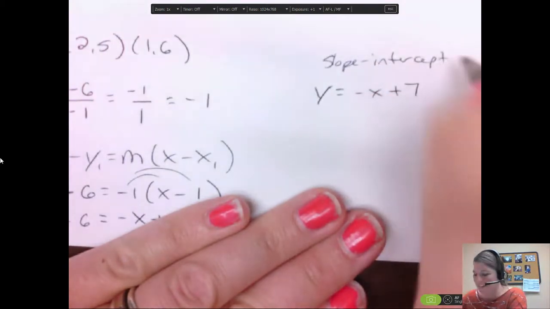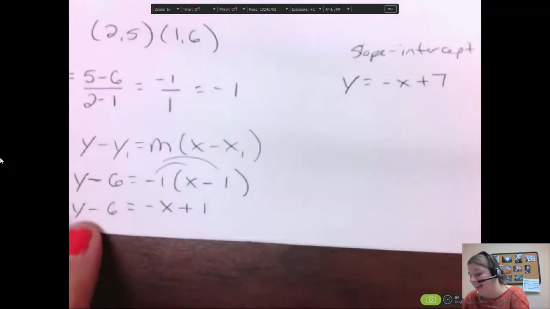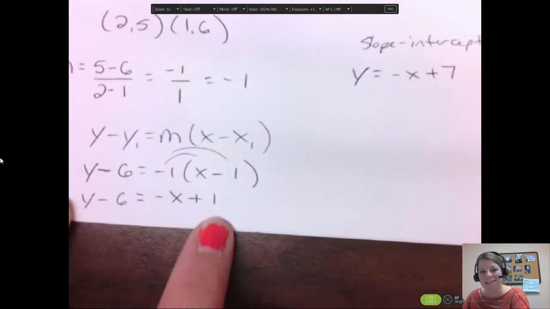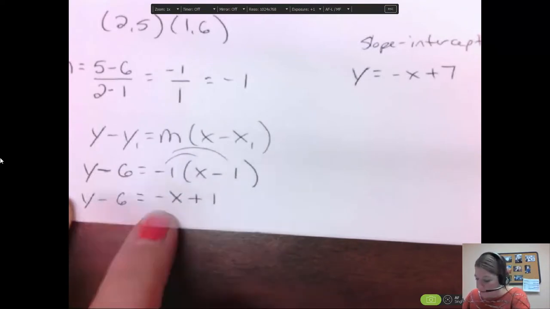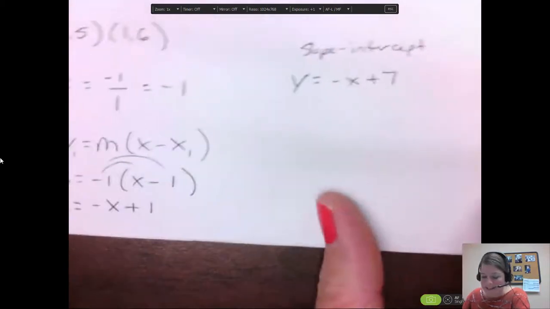What if you wanted it in standard form? Let's go even further. So if it didn't say any form, you could be done here, right? This is all different ways to write the same thing. So here's the equation of the line. Here's the equation of the line. What if I wanted it in standard form?